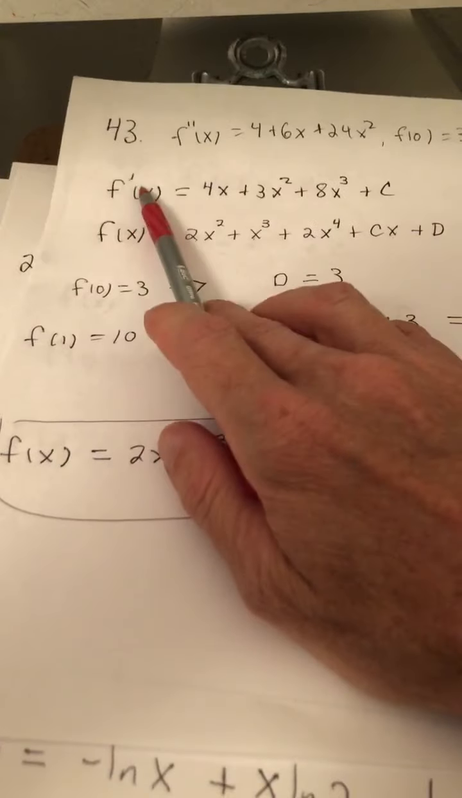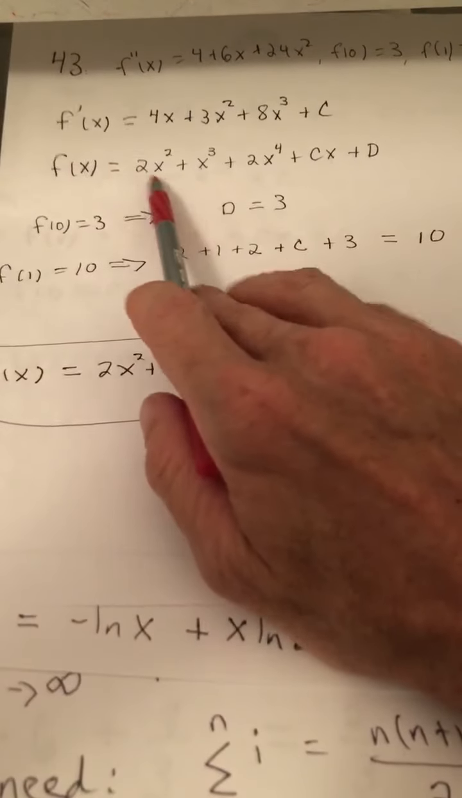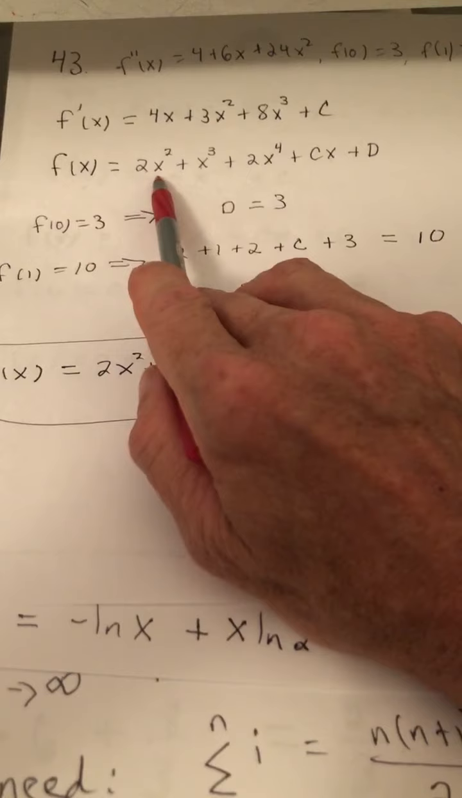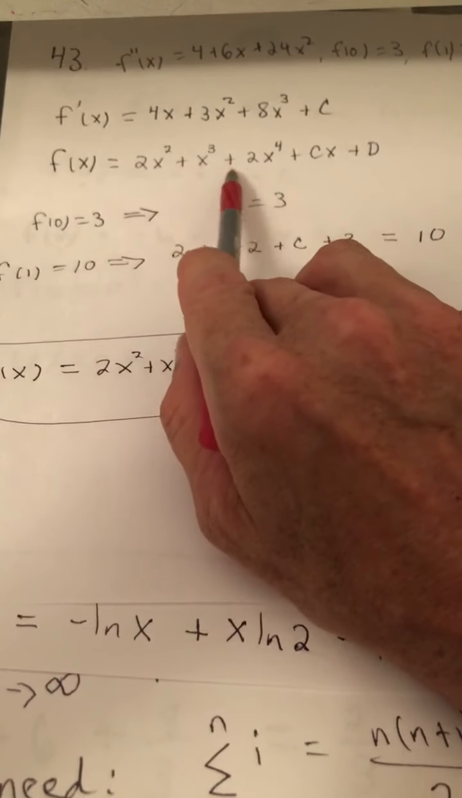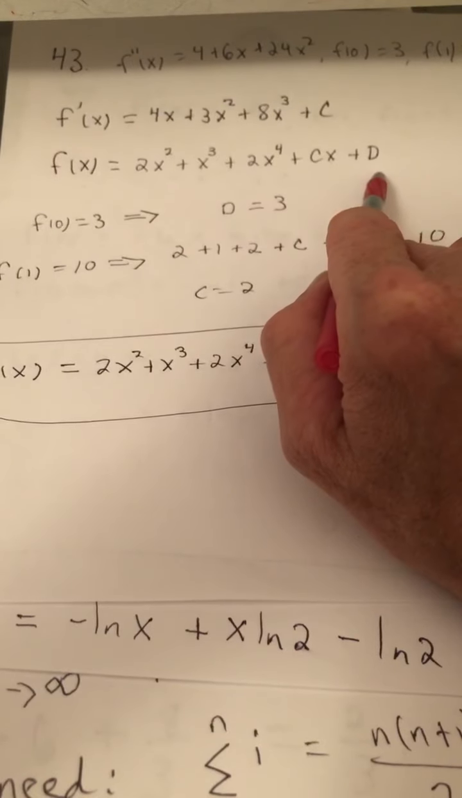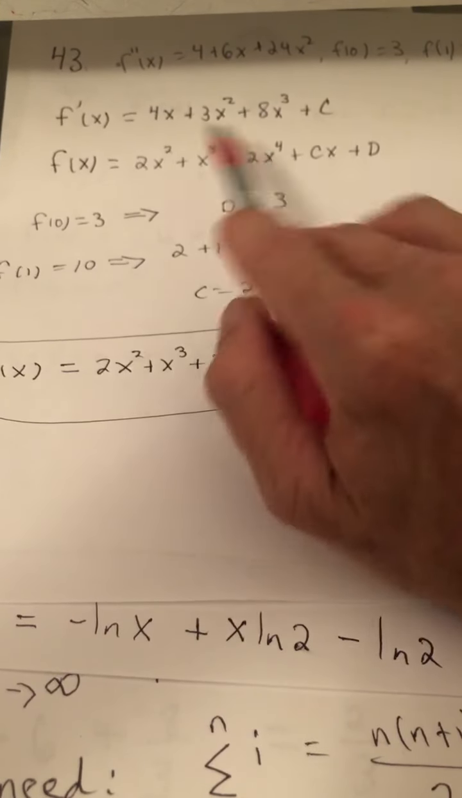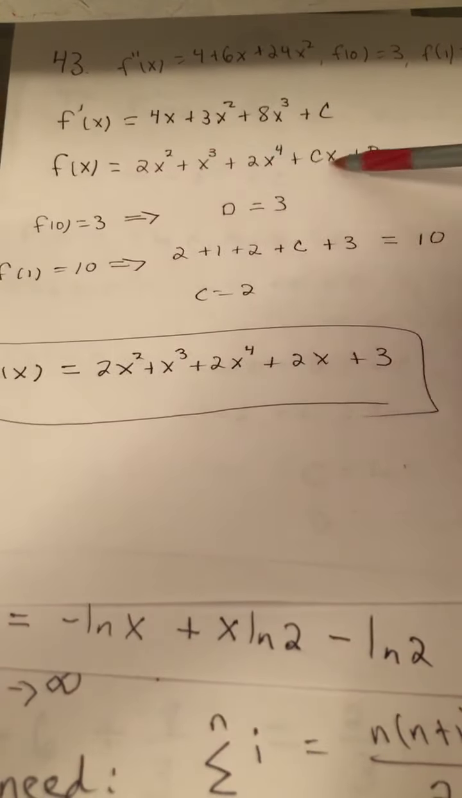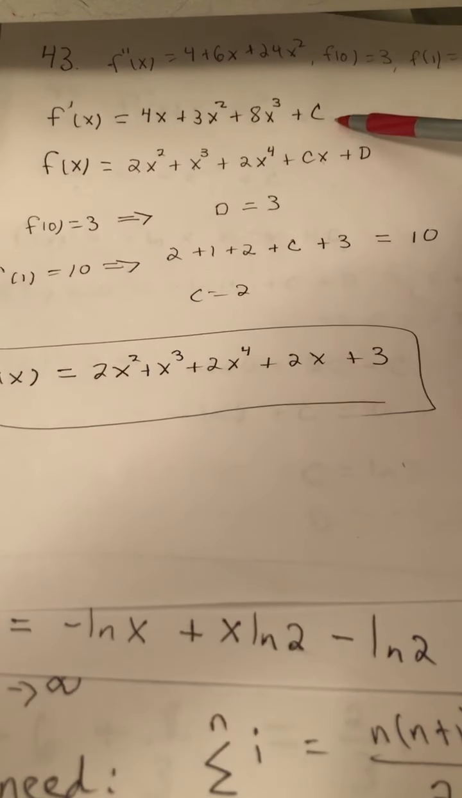This is f prime. We need f. So repeat that process. So f of x is 2x squared plus x cubed plus 2x to the 4th plus cx plus d. And again, what you can do is differentiate this line and you get back that line.